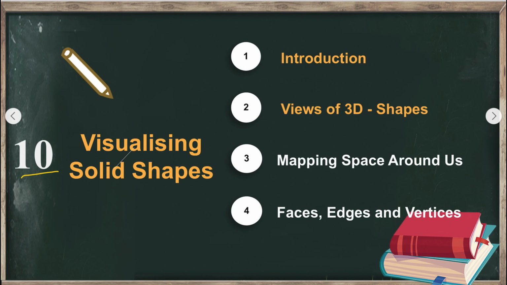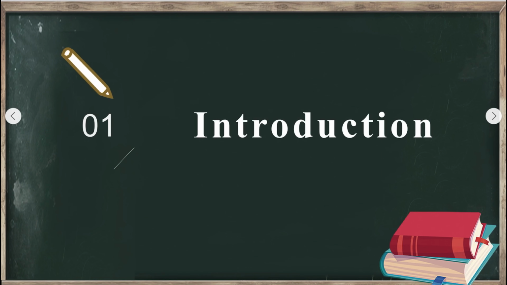The chapter number 10, visualizing solid shapes, is divided into total 4 subtopics which are listed here. Out of this, we are going to study the first 2 subtopics which are introduction and the views of 3D shapes in this particular session. Okay, so let's start with the first one, which is the introduction.